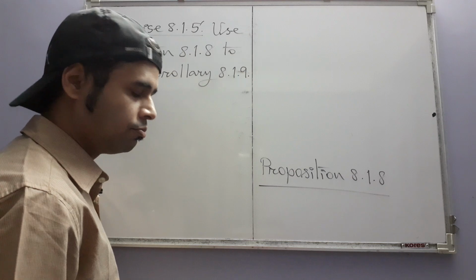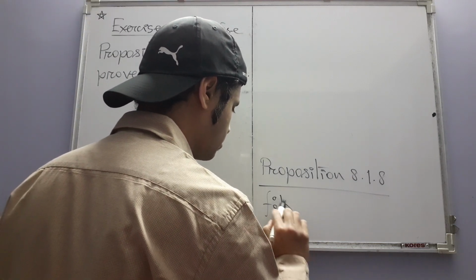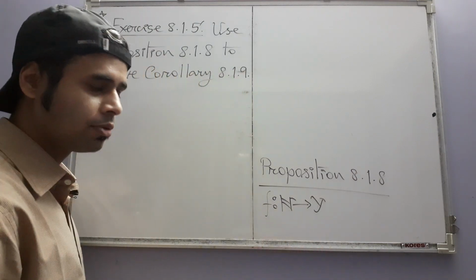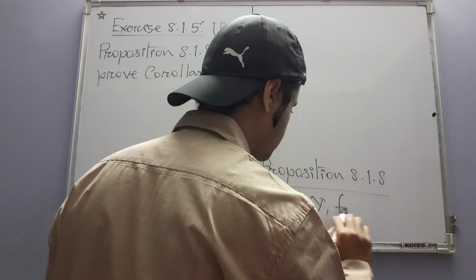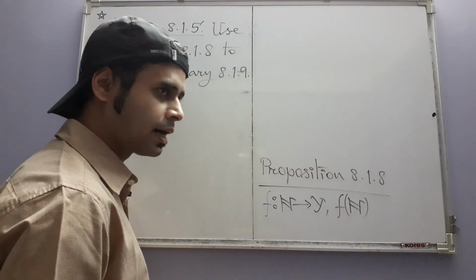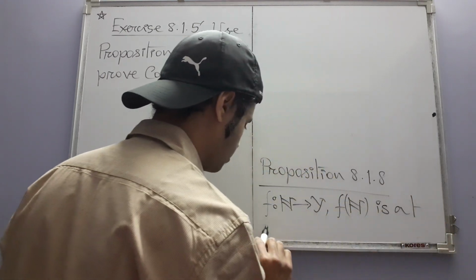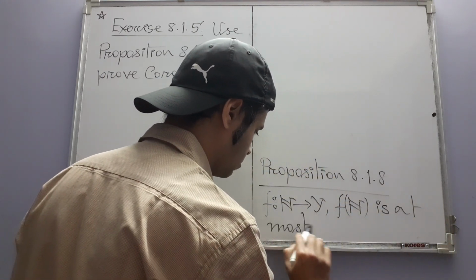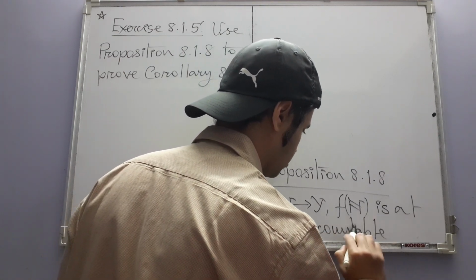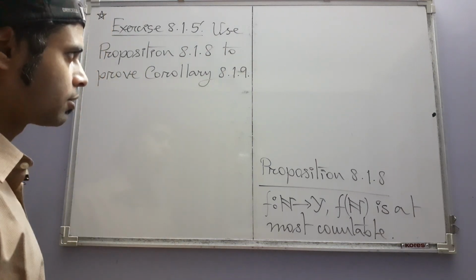In it, we have a function f from the set of natural numbers into any set Y. Then the image f of N is at most countable. We have to use this to prove corollary 819.